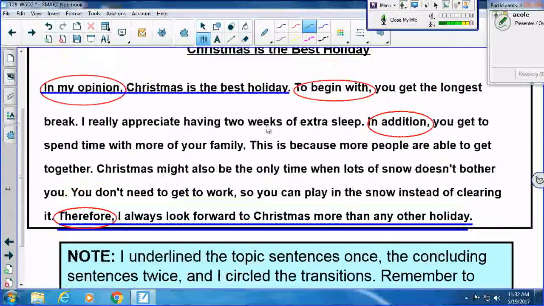Right. So I start off clearly saying that I think that Christmas is the best holiday. And then at the end, I say, therefore, I always look forward to Christmas more than any other holiday, right? So if I think it's the best, obviously, I'm going to look forward to it more than any other holiday. So that's how you can use slightly different words to remind people of what your opinion is.